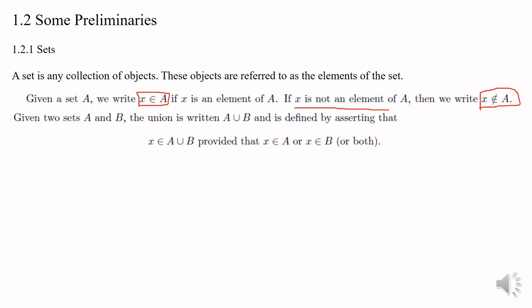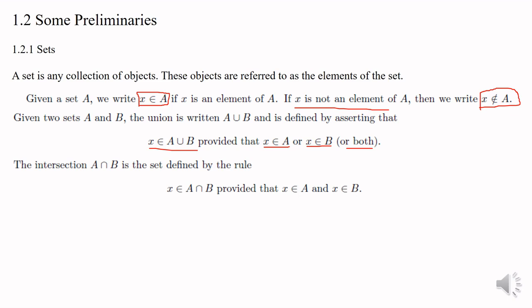Now, if you're given two sets A and B, then the union of these two sets, A union B, is defined as: X belongs to A union B if X is an element of A, or X is an element of B, or X is an element of both A and B. Then the intersection of these two sets A and B is denoted by A intersection B, and it is defined by the rule: X is an element of A intersection B if X is in A and X is in B.